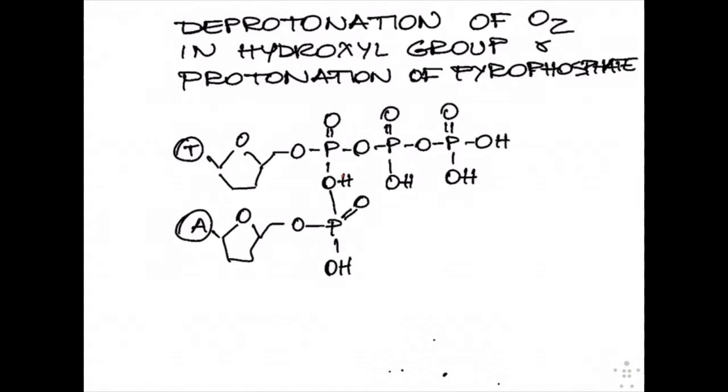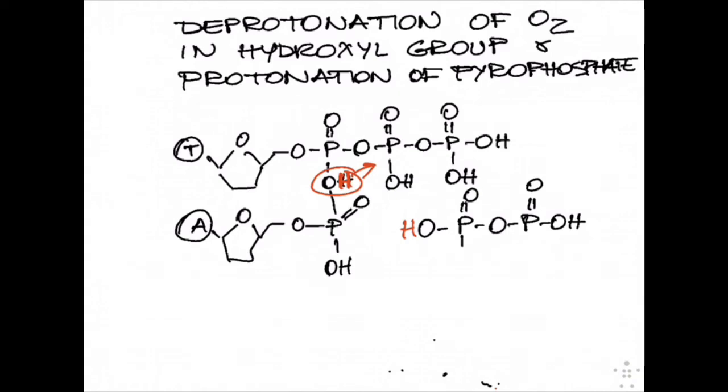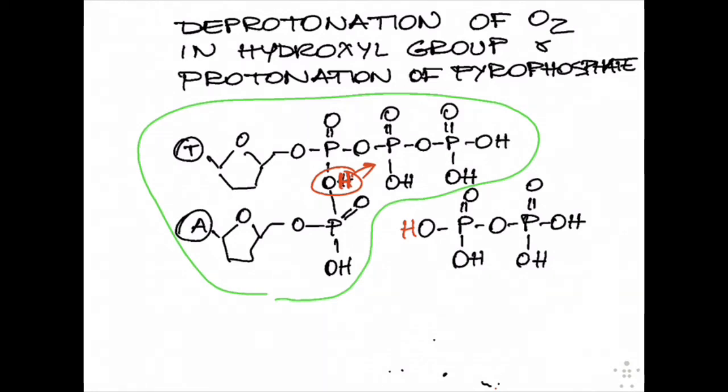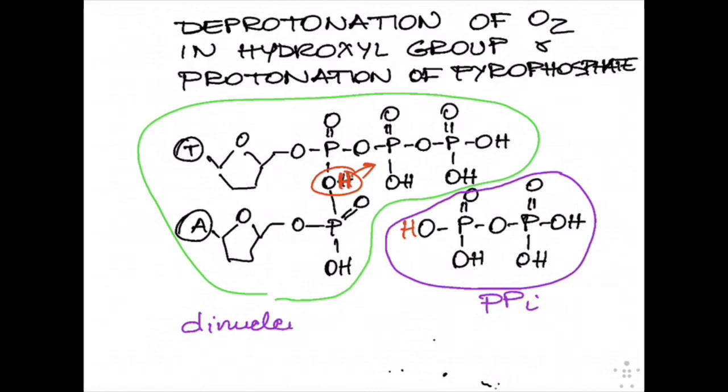I'm going to color it in red. Deprotonation of this proton is going to be leaving of the old hydroxyl group, and there will be a protonation of the PPi. And there you go, the pyrophosphate leaves, and a dinucleotide is formed. I'm going to circle the dinucleotide in green right here, and I'm going to circle the pyrophosphate in purple right here. So this is the pyrophosphate, this is the dinucleotide, and you will see this ester formation. So we have a phosphodiester. Dinucleotide formation occurs not only in DNA but also in RNA and other oligonucleotides.